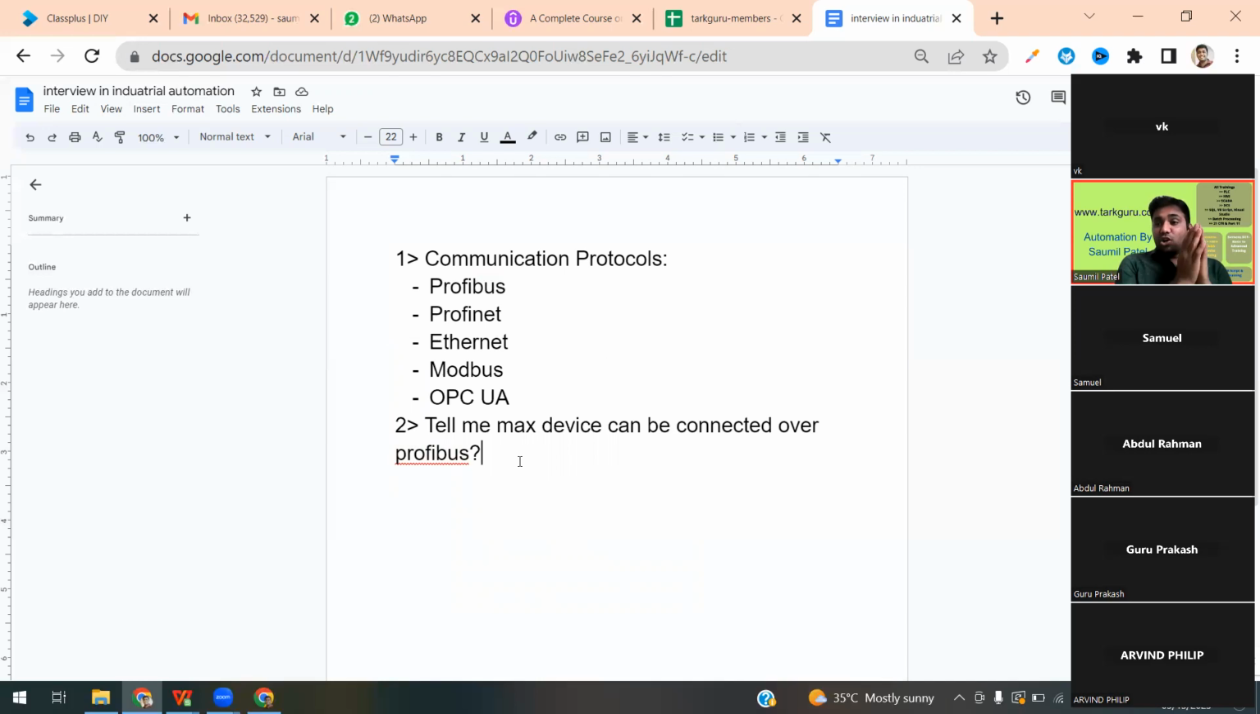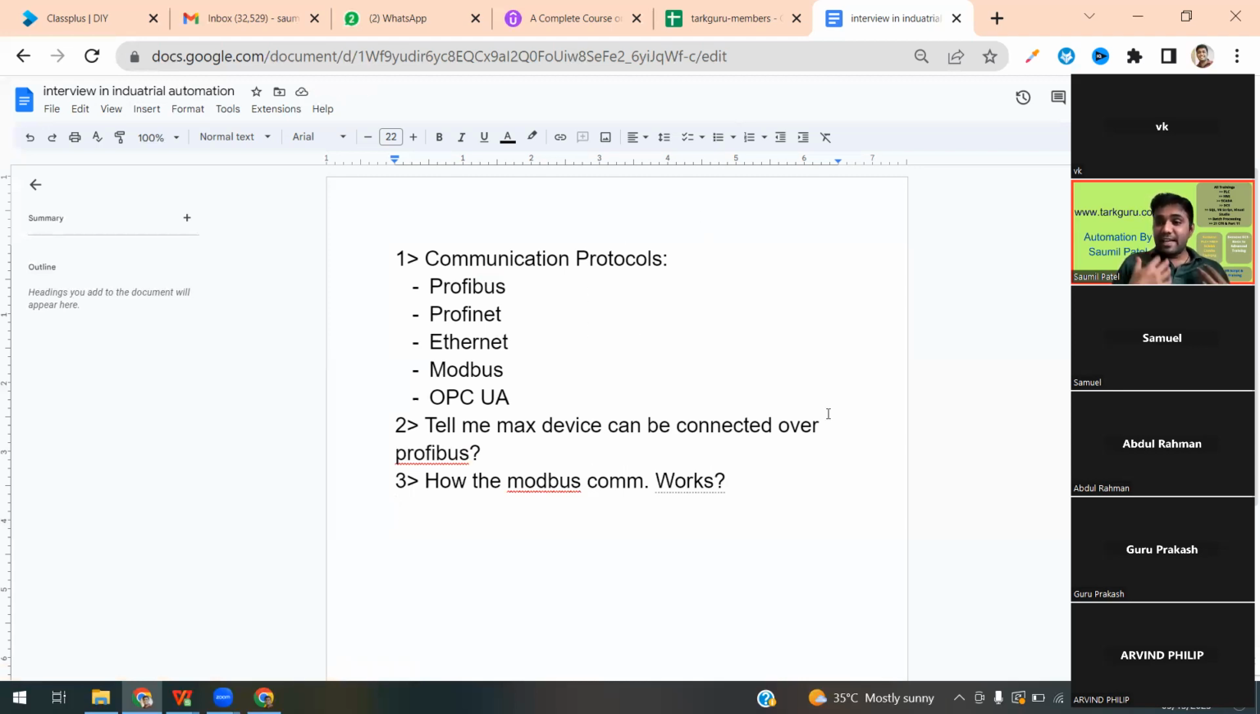If one topic is started in the interview, for example, communication protocol, then the interviewer might ask subsequent questions also. So you need to prepare topic by topic for the interview. First of all, communication protocol. The interviewer might ask the third question this way: can you tell me how the Modbus communication works? That question might be asked by the interviewer.